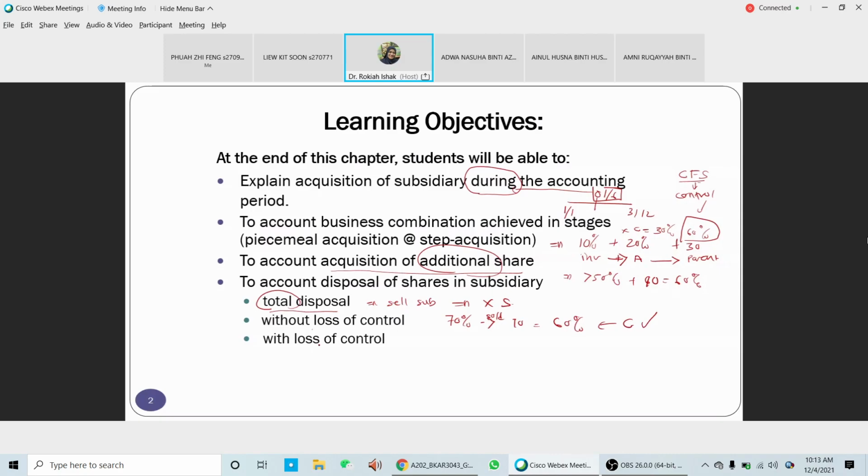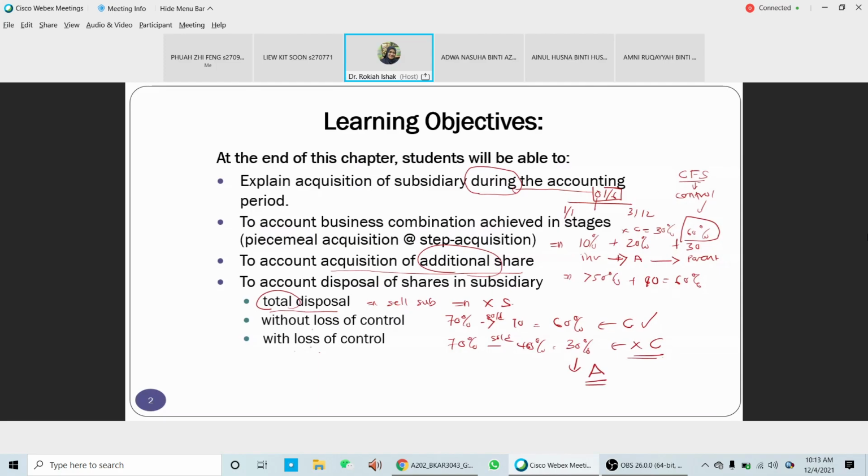The other one is disposal with loss of control. For example, you have 70%, and then you sold 40%. So now you only have 30%. Once you have 30%, it means that you don't have control. Maybe during this time it becomes your associate only. So that is for disposal.